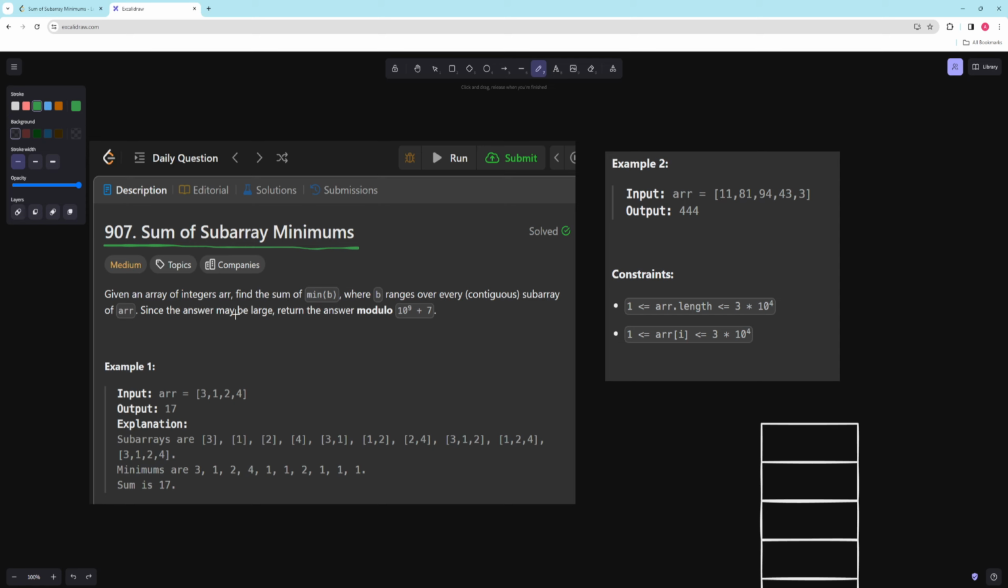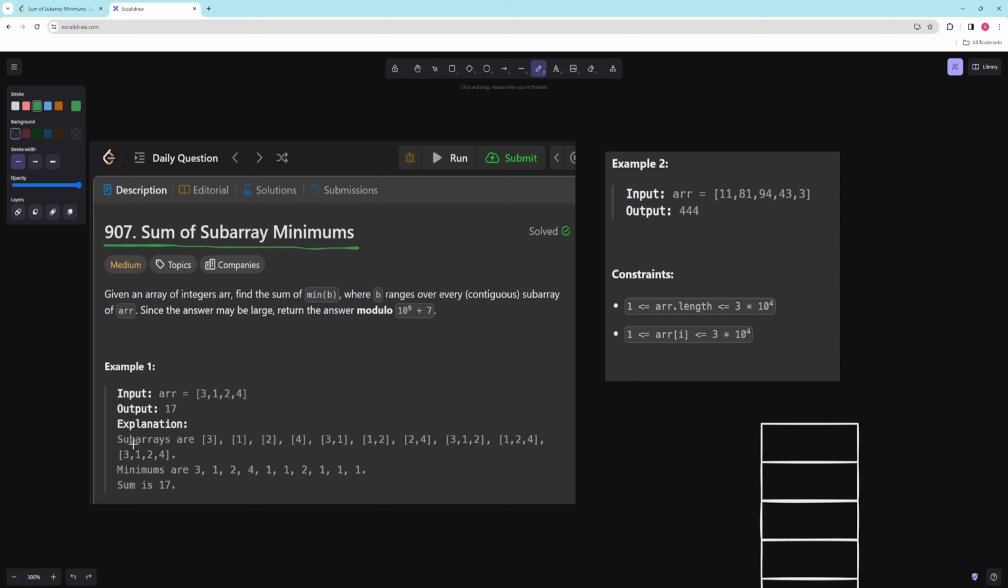So in the problem, you're given an array of integers and you want to find the sum of min(b), where b ranges over every contiguous subarray. Since the answer may be large, determine it modulo 10^9 + 7. And the reason that it is a hard problem is because of this constraint. This constraint would have allowed an n squared solution. That would be like a medium problem. But because you need a linear time solution, it's definitely not super straightforward.